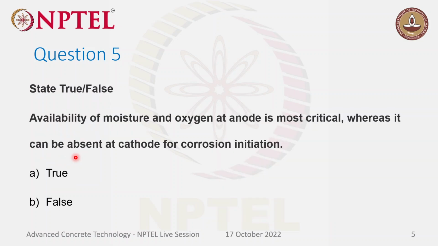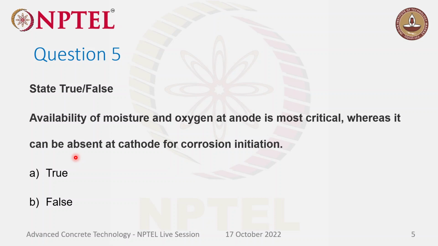And moving to question 5. This is also regarding corrosion. The statement is: availability of moisture and oxygen at the anode is most critical, whereas it can be absent at the cathode for corrosion initiation. I hope you know that when it comes to corrosion, the anode is the part which corrodes. The cathode is the part which does not corrode. So when we provide protection against corrosion, we call it cathodic protection, because the cathode is the one which is protected and the anode is the one which is sacrificed. We call it a sacrificial anode as well.